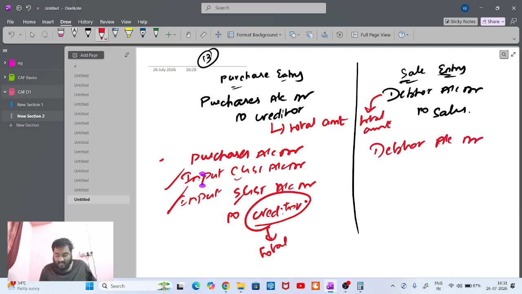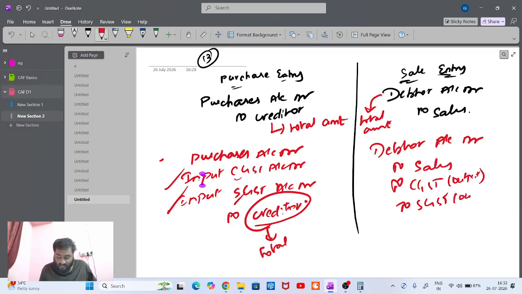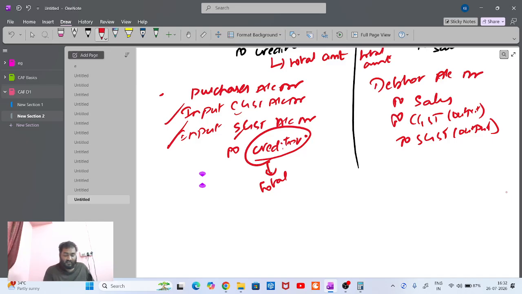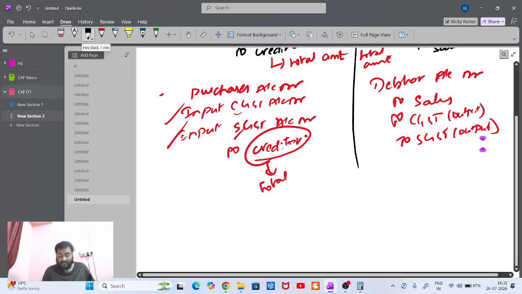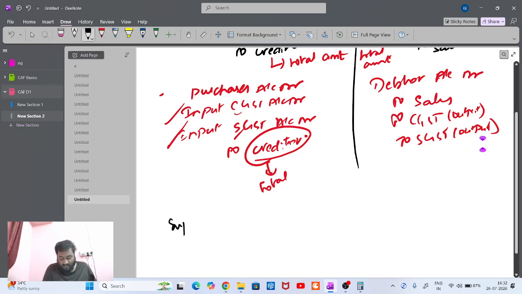Debtor account debit to sales, to CGST, to SGST output. Output CGST, output SGST. So the concept: what is CGST, what is SGST? In GST, there is a wording of supplies. Supply means basically sales. There are two kinds of sales.